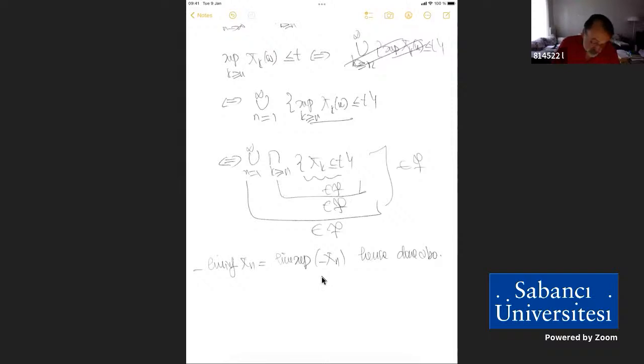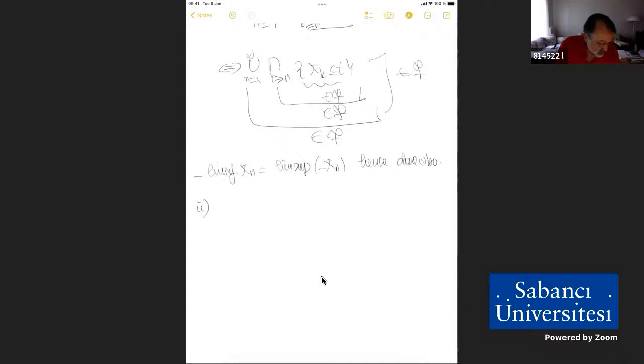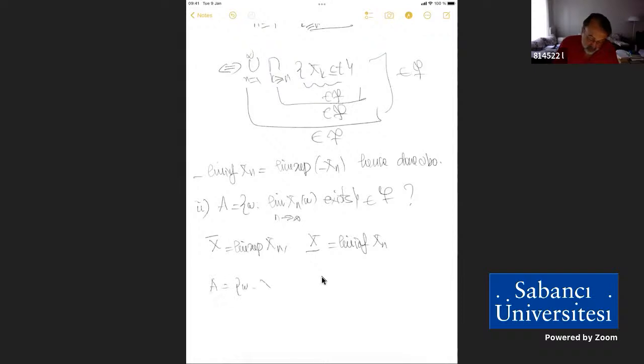Okay, the reason for this exercise is the second part. Prove that, letting A be the set of convergence of the sequence x_n, that is, where the limit of x_n(omega) as n goes to infinity exists, I claim that this set is measurable, so it belongs to F. This is the claim. Let me call x bar the lim sup of x_n, and x lower bar the lim inf of x_n. Then A is equal to the set of omega such that x bar(omega) is equal to x lower bar(omega).